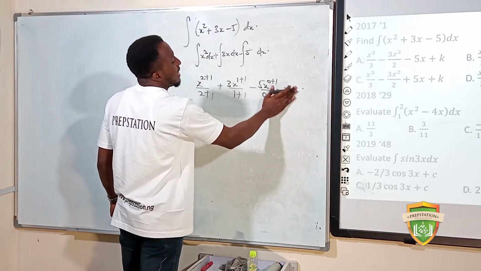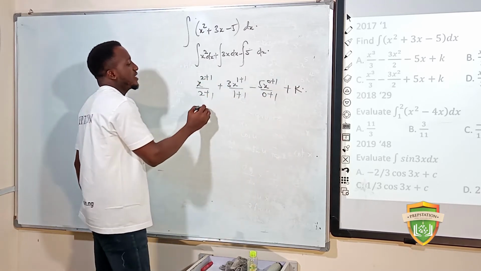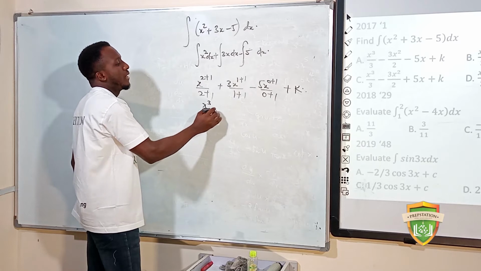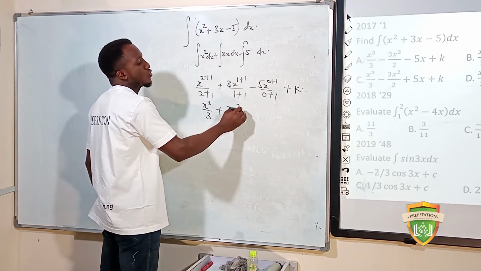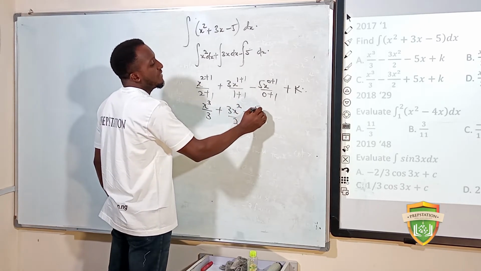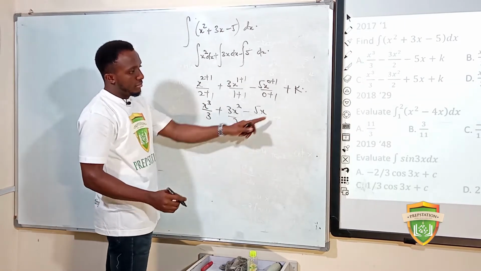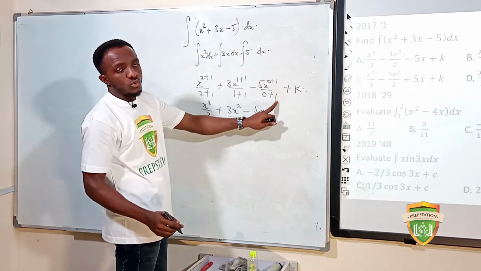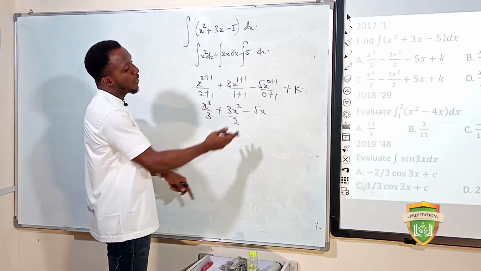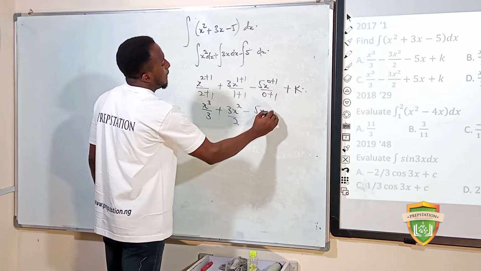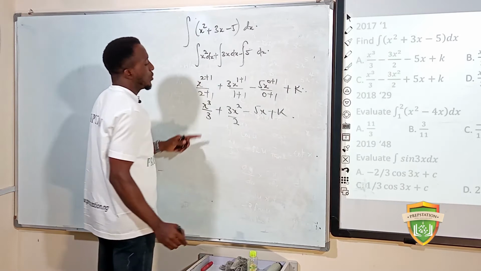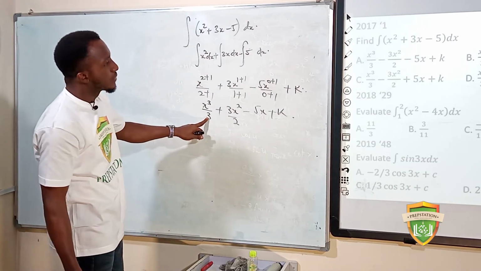In this case, they have used the k. Let's use the k. So this is x raised to power 3 over 3 plus 3x raised to power 2 over 2 minus 5x. Can you see this? 0 plus 1 is 1, so there's no point writing over 1. And then plus k. So let's look for the correct option.